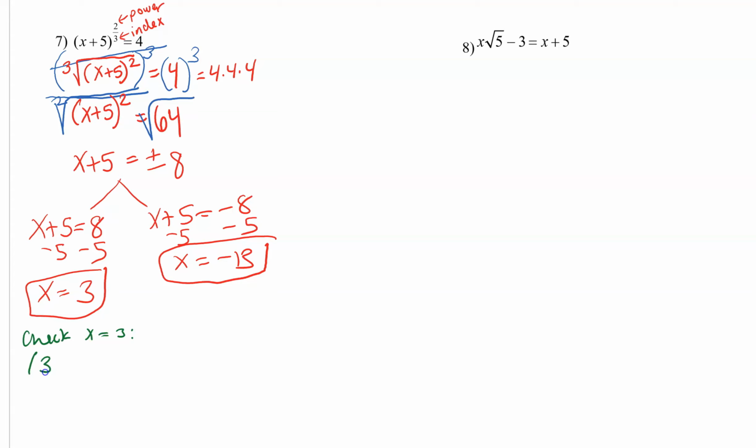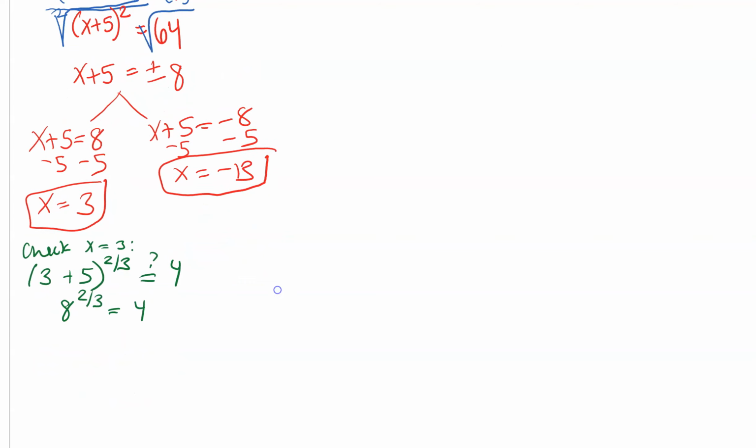So I get 3 plus 5 to the 2/3, and we're checking, does that equal 4? So that's 8 to the 2/3. And then we remember the fact that 3 is the index, so this is a cube root of 8, and then 2 is the power, so I need to square that. Question is, does that equal 4? So the cube root of 8 is 2, and 2 squared equals 4. So yes, so 3 worked. The one that was equal to positive 8 worked.